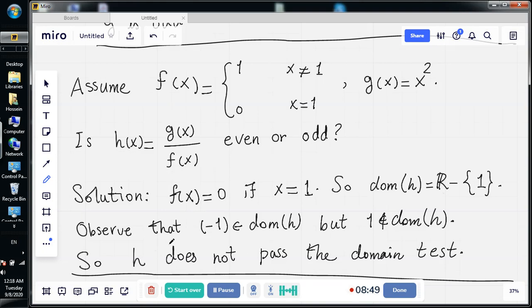Okay, now you see that negative 1 is in the domain of h, but 1 is not in the domain of h. This means that the domain of h is not symmetric with respect to 0. So h does not pass the domain test. And because it does not pass the domain test, we don't need to continue any further. We don't need to form h of negative x and simplify and the rest of things, because the domain of h is not symmetric. It's not even, it's not odd.